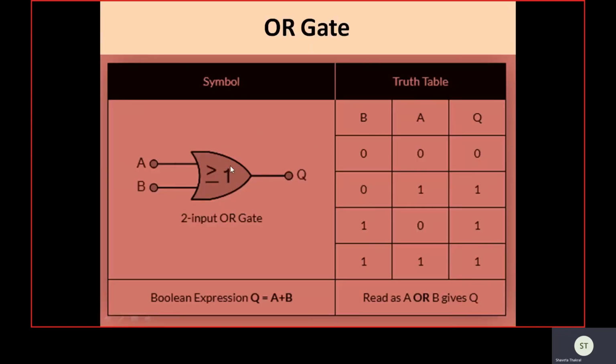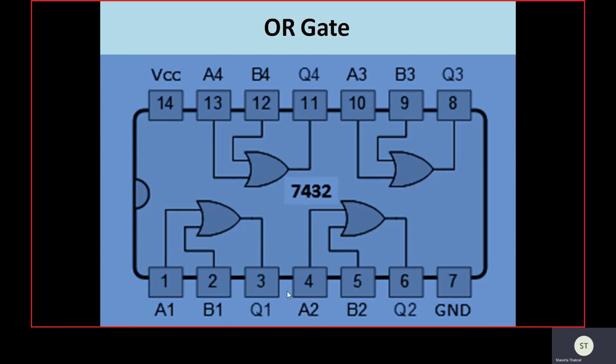Same way in the OR gate, this is the logical symbol, this is the truth table. For the first combination output is 0 and for the rest of the 3 combinations output is 1. So if any of the inputs is 1 or all the inputs are 1, output generated will be 1, and that is represented as A plus B. And this is the IC diagram for the OR gate. Pin number 7 needs to be connected to ground, 14 needs to be connected to supply, and here 4 OR gates can be accommodated using total 12 pins.